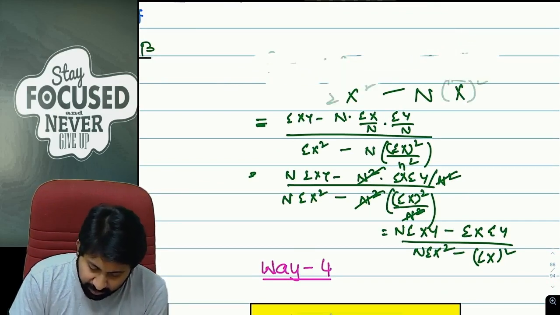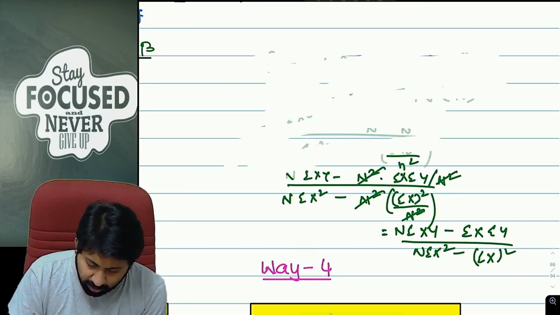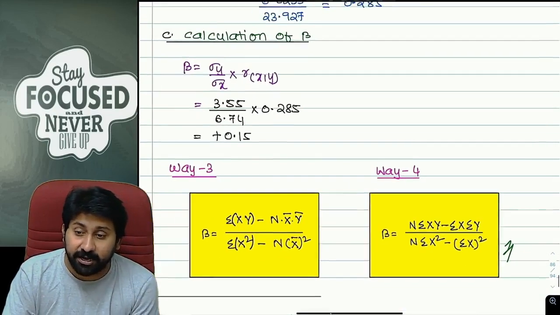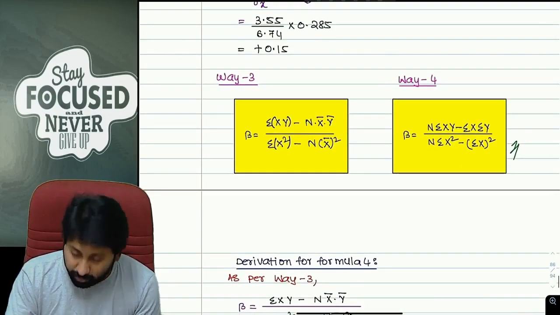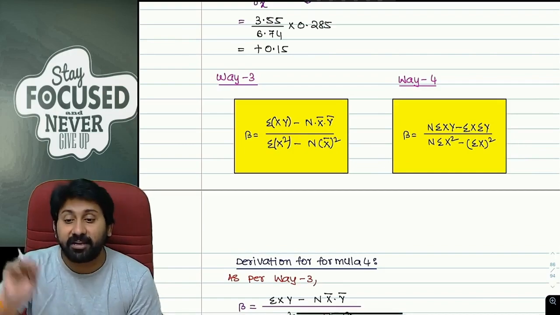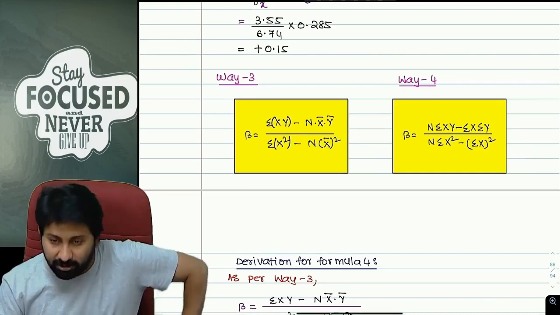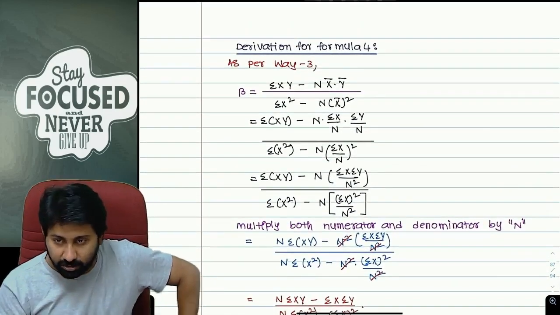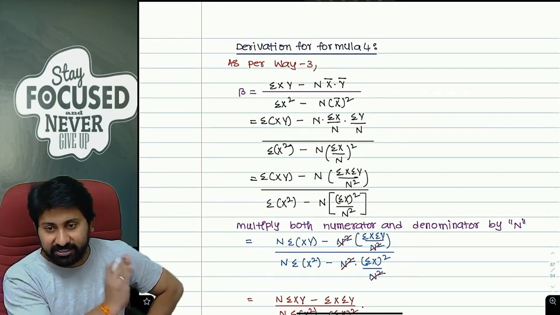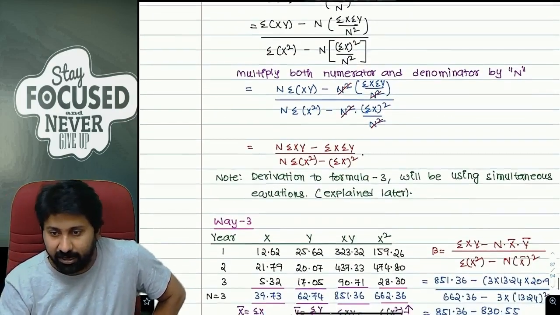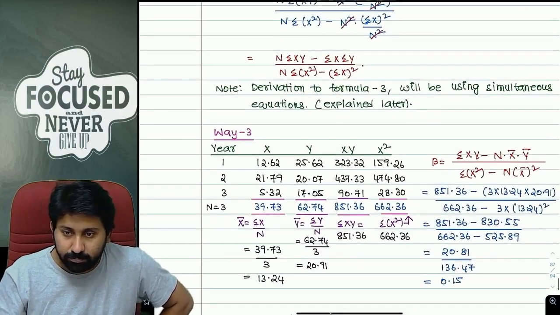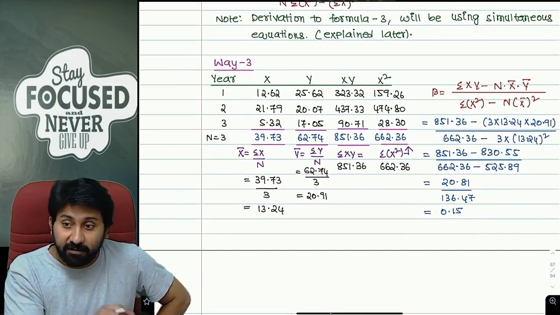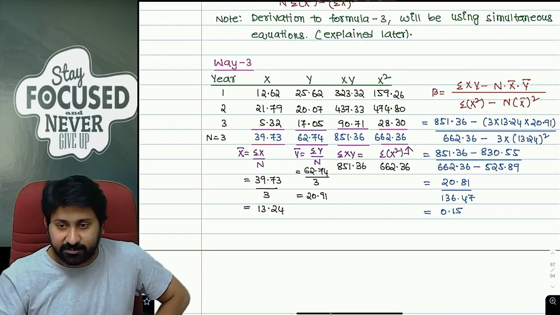Sir, okay sir. Now what you have done? How has formula number 4 been derived, you explain sir. Then how has formula 3 been derived? Because for formula 4 you have taken 3 as a base, but how 3 has come, that we are going to analyze now. But before going into that, this is how I have done the derivation also in the notes. Clearly I have given step by step analysis. Next. So that's why I have clearly written: derivation of formula 3 will be using simultaneous equations, explained later.